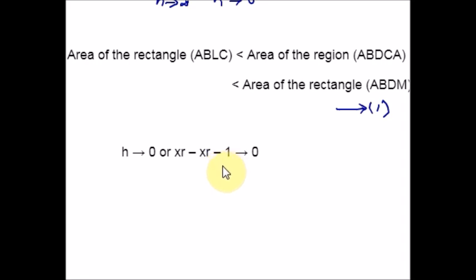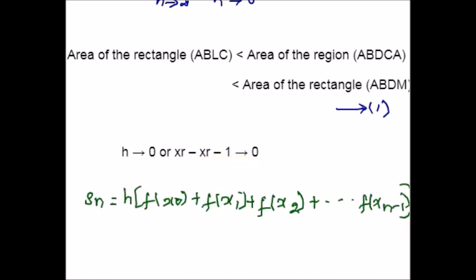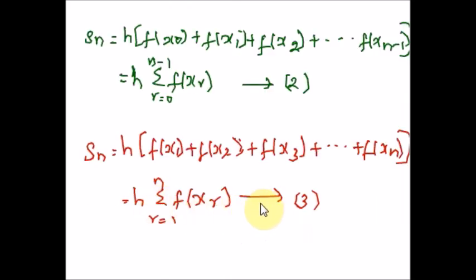So hence we will have, I'm going to write an equation for small sn and capital Sn. Let me show it for you. I'm going to write the same thing as a summation. So h outside, and this can be written as the summation of f of xr, where r is from 0 to n minus 1. Let this be equation number 2. Now I'm going to do the summation for the right side, starting from f of x1 to f of xn. Let this be equation number 3.